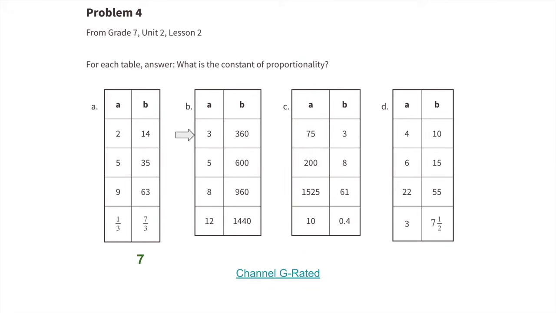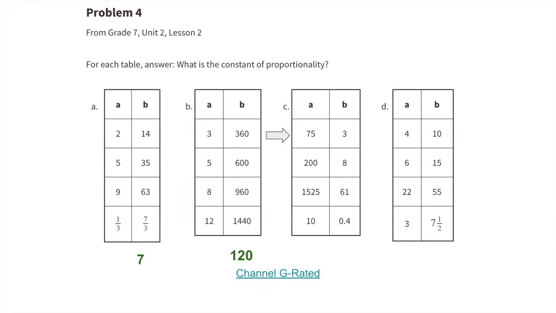Table B. 360 divided by 3 is 120. 600 divided by 5 is also 120. 960 divided by 8 is 120. And finally, 1,440 divided by 12 is 120. So for table B, the constant of proportionality is 120.